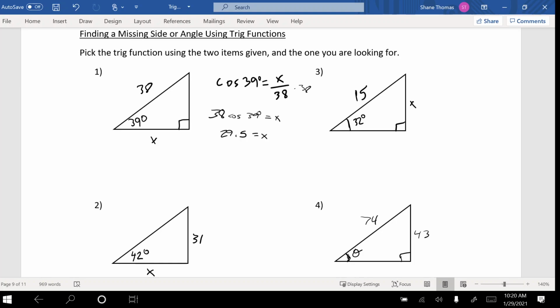All right, let's look at the second one now. On the second one, I'm looking at different sides, right? I still have the hypotenuse, but now it's a different side. It's not my adjacent side. What side am I looking for? It's the opposite side. So now I'm looking for opposite and hypotenuse. Which trig function is that? Sine. Okay. So I have sine of 32 is equal to opposite over hypotenuse. Go ahead and finish that one then.